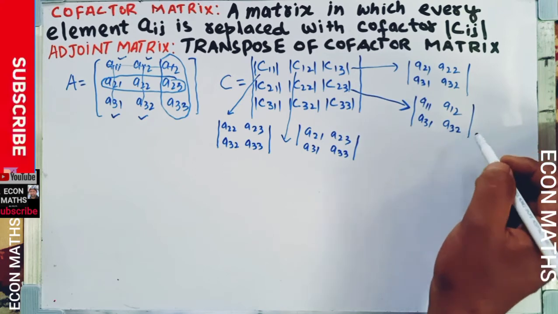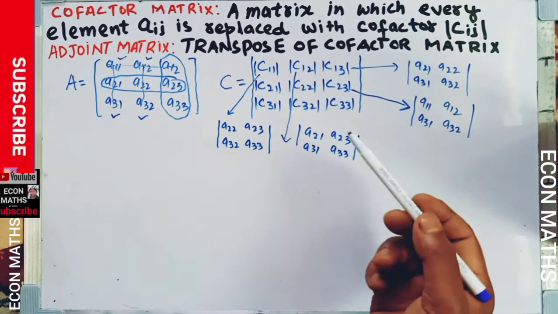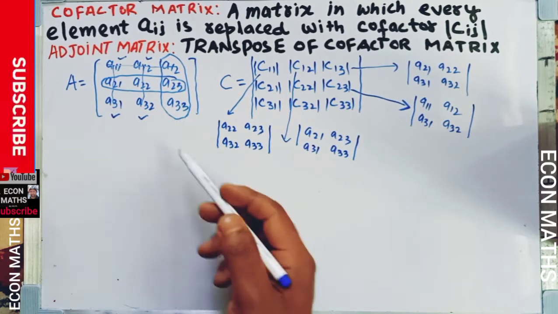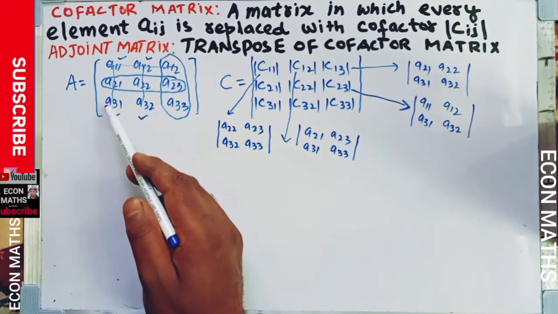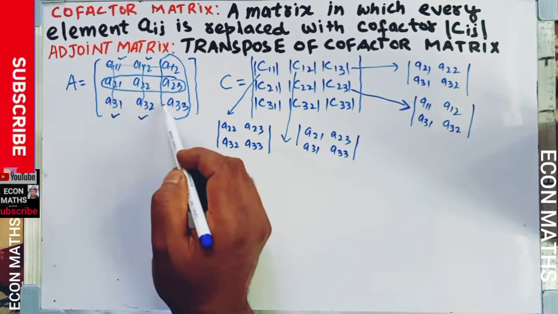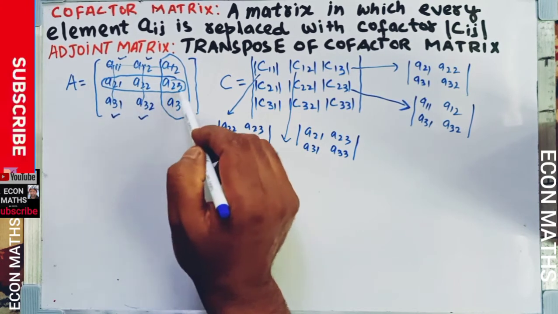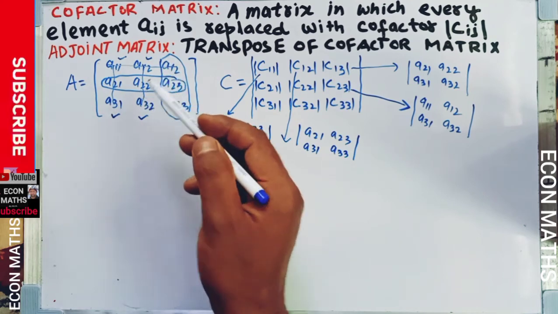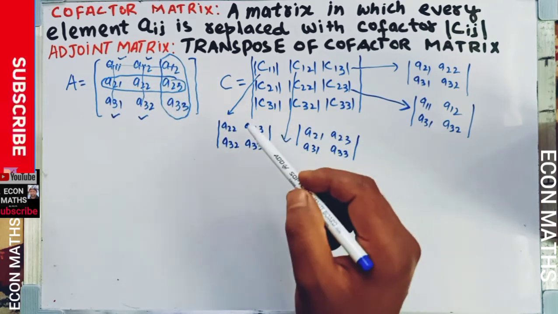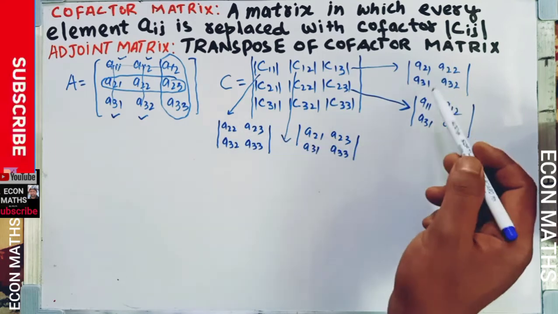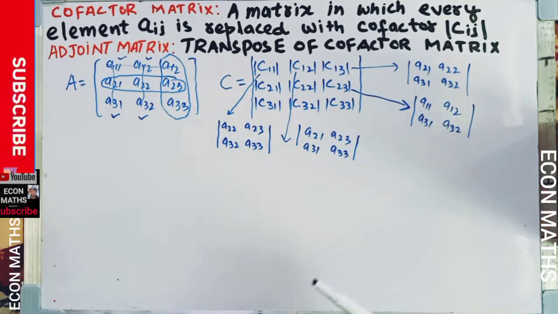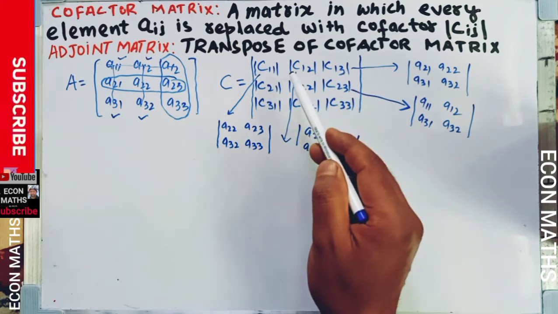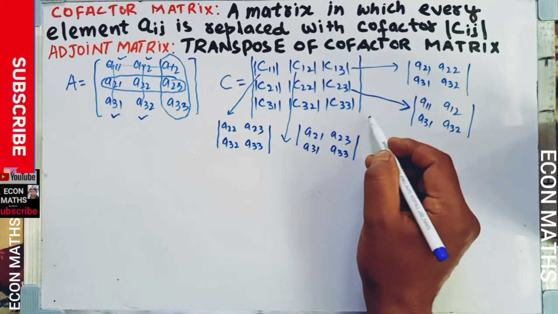Now I will not show all 9 cofactors. You can check them easily here. Similarly, if we have A31, we have to delete the row and the column in which it appears and take the determinant of the remaining elements. So accordingly we will get the 9 cofactors here. Now the matrix formed by these cofactors is called the cofactor matrix.